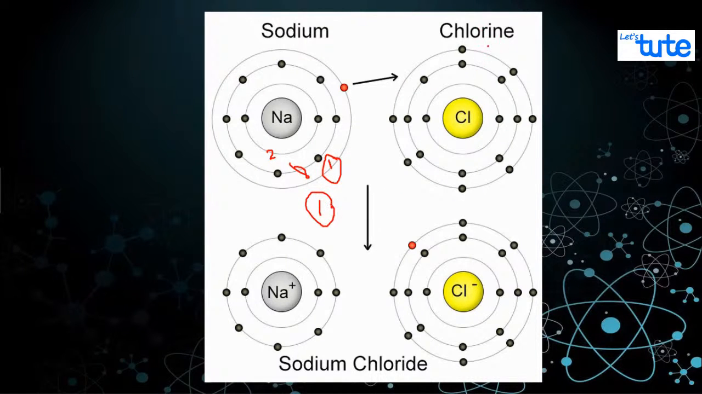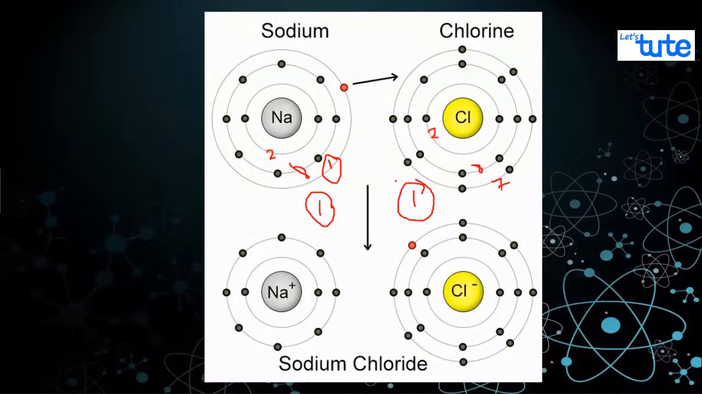Okay, then let's look at chlorine. So let's write the electronic configuration of chlorine. 2 comma 8 comma 7, because there are 7 electrons in the outermost shell. If you want to count it, you can just count the number of electrons. So here 1 electron is missing. To complete the proper octet it will require 1 electron. So the valency of chlorine is 1.